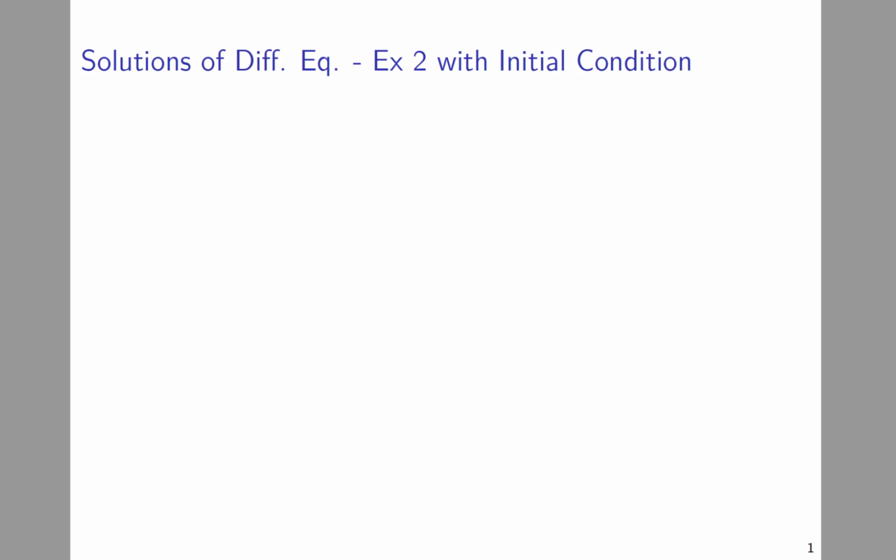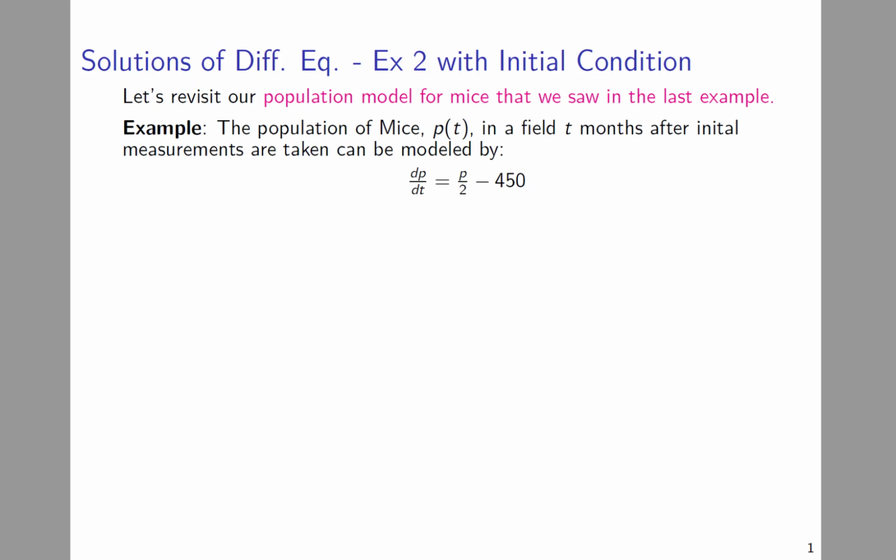Let's revisit our population model for mice that we saw in our last example. In that example, the population of mice, P(t), in a field t months after initial measurements are taken can be modeled by dP/dt = P/2 - 450. We found the solution to be given by P = 900 + k e^(t/2).